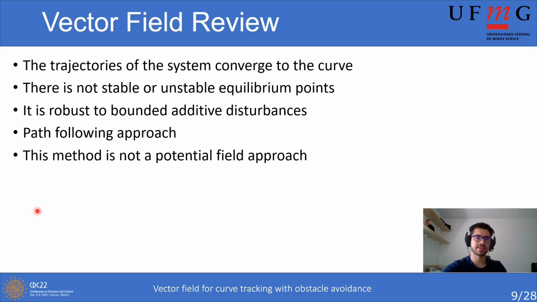Let me point out some interesting features of this field. The trajectories of the system converge to and follow the target curve, which was the main goal. There aren't stable or unstable equilibrium points. The field is robust to bounded additive disturbances. It is a path following control approach as opposed to trajectory tracking ones. And the vector field can't be obtained by a potential field since it induces a limit cycle.